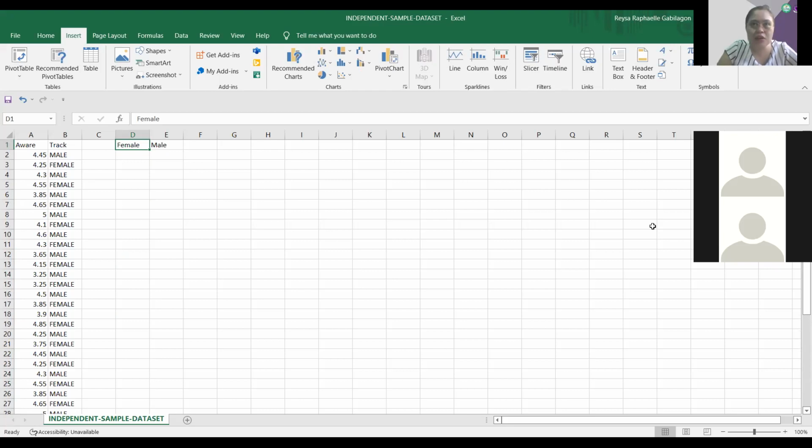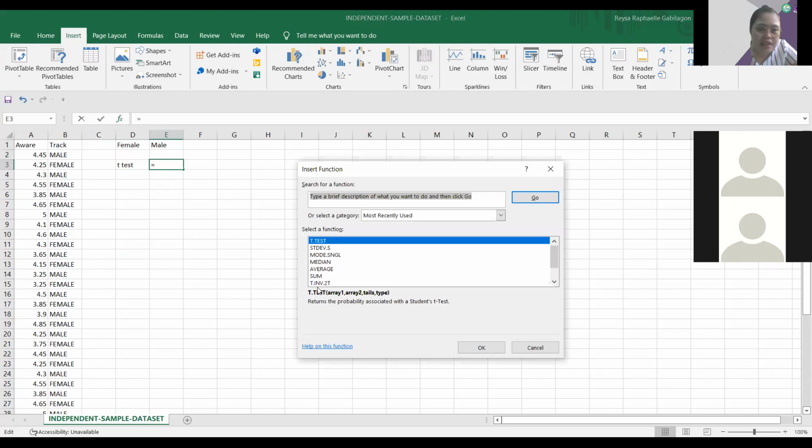Again, kung independent sample t-test and you are going to use the Excel, you're going to separate the two. The male here and then the female, before we can compute for the t-test.